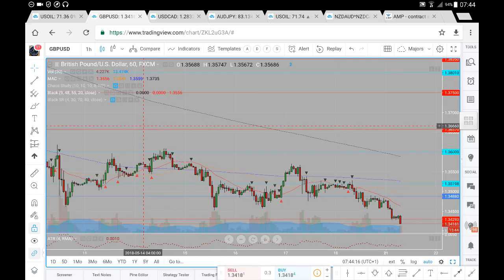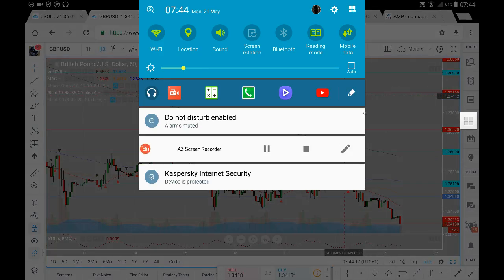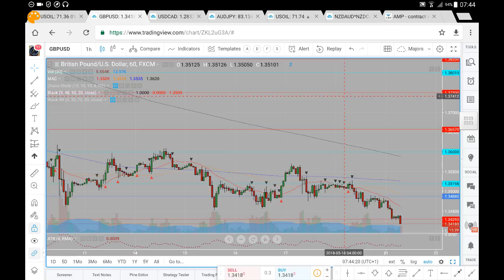So this is the pound dollar analysis for Monday the 21st of May. Now let's just have a look at the prices and where prices may likely go. So previously we had price coming towards this 35.50, from which we did see a bit of a rejection.